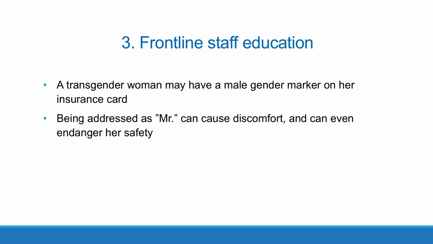For example, a transgender woman may have a male gender marker on her insurance card. If she's addressed as Mr. So-and-so in the waiting room, that may cause significant discomfort, may make her less likely to disclose health concerns, and may even endanger her safety. Be sure to educate your staff on these issues pertaining to transgender and gender non-conforming patients.